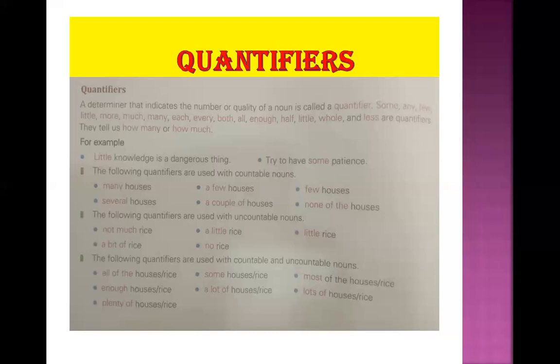The following quantifiers are used with countable nouns, where we can count things or count the nouns. We use quantifiers like many, several, a few, a couple of, few, none of the. For example, many houses, several houses, a few houses, a couple of houses, few houses, none of the houses: the things that you can count, the nouns that you can count.